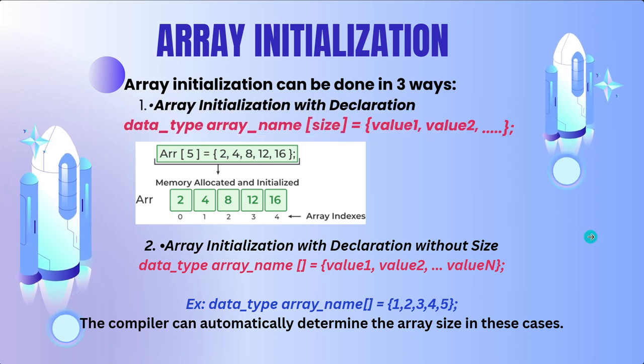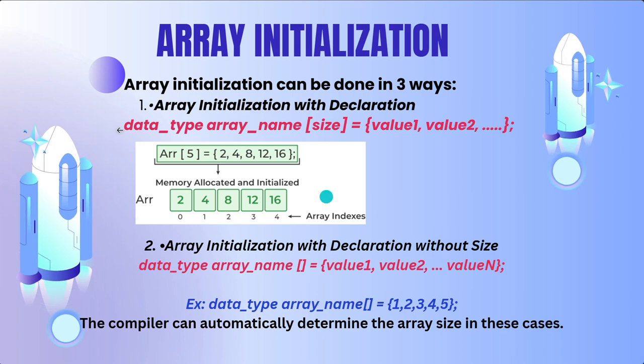We have array initialization. Array initialization can be done in three major ways. The first one is array initialization with declaration, that is with the help of size. There we write the data type followed by the array name. Next we mention the size of the array, and then we enter the values with the help of curly braces. So here we declare an array of size 5 with 2, 4, 8, 12, 16. These are stored in contiguous memory locations, and the indexes are 0, 1, 2, 3, 4.